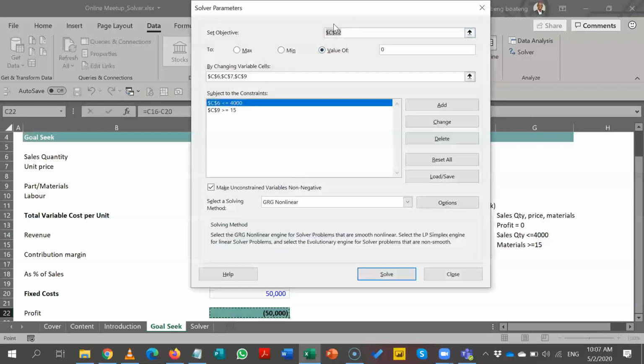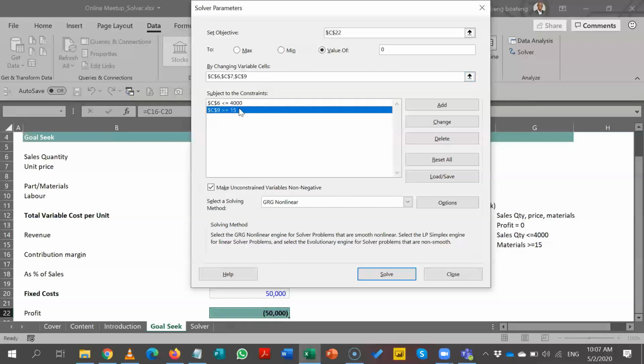I've set my objective to a value of 0. I expect these cells to change. The constraints are that C6 cannot be greater than 4,000, and then my material cost is greater than or equal to 15.